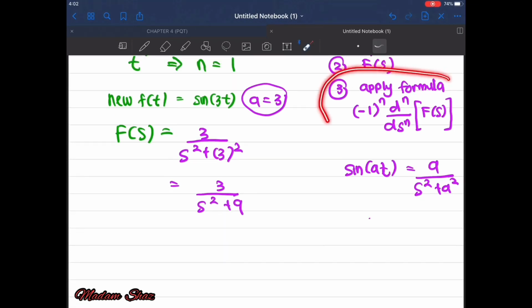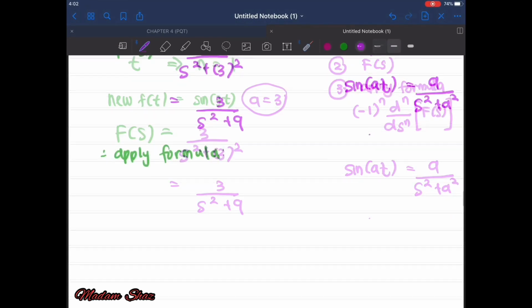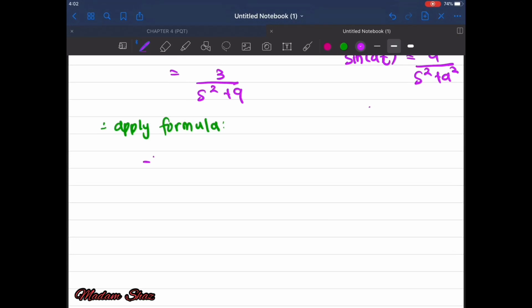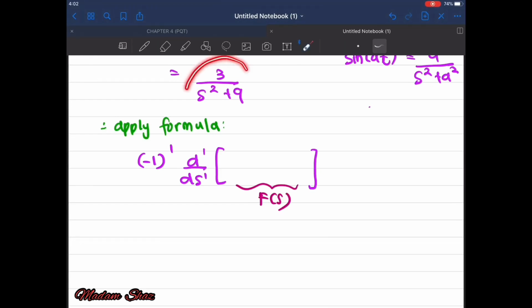So last step, apply the formula of the multiplying by tn. You have to substitute your n and your fs. So our n is equal to 1. Now apply the formula, negative 1 to the power of 1, d1 over ds1. In this bracket, we substitute our fs. So our fs is 3 over s square plus 9.